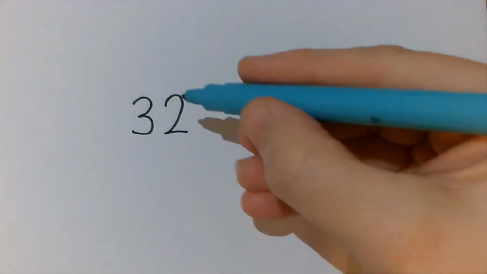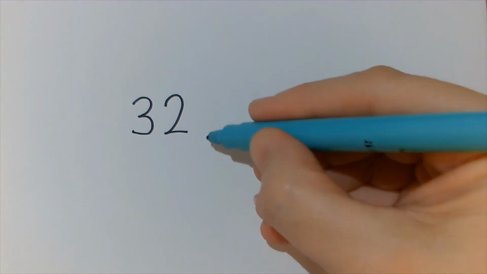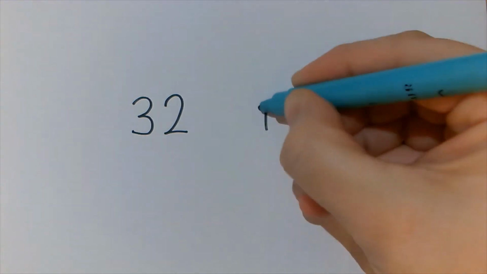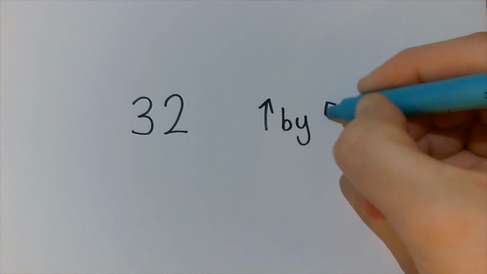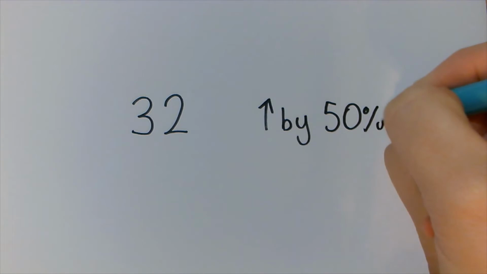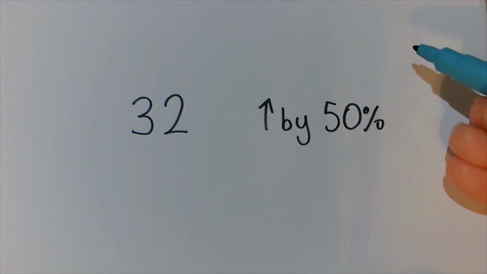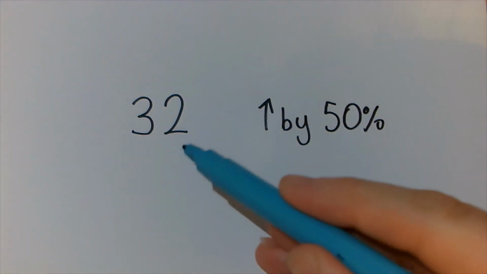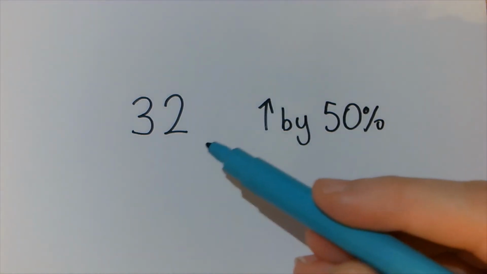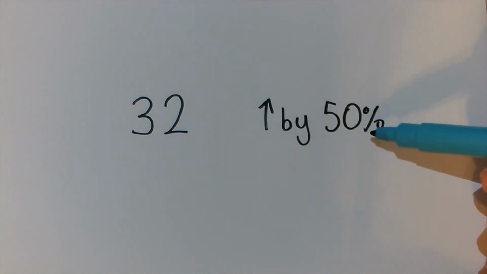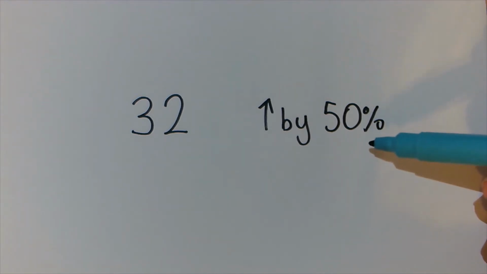Now here's the second one today. A club has 32 members in it. Every year the number of members increases by 50%. How many members will it have 3 years from now? So a club has 32 members. Every year the number of members increases by 50%. How many members will it have 3 years from now? So pause the video and have a go.